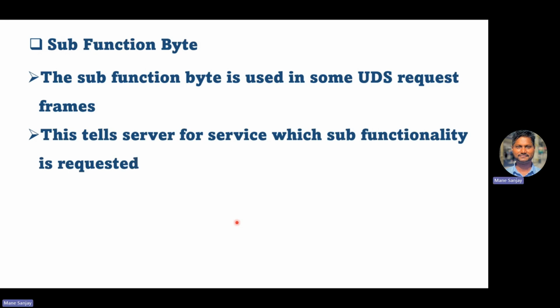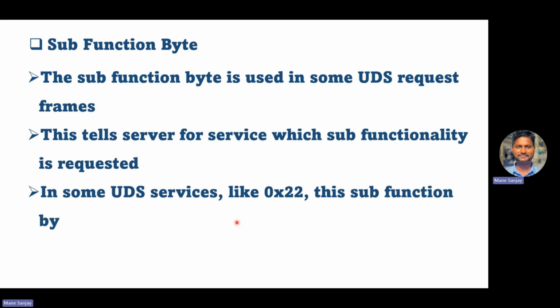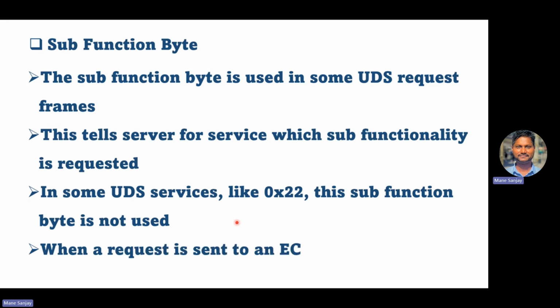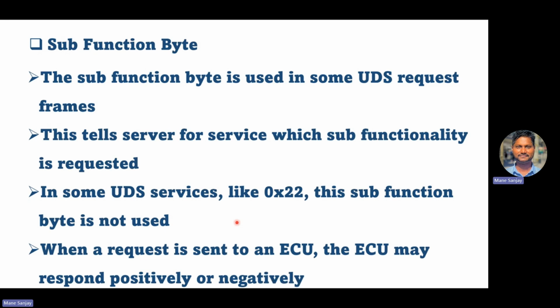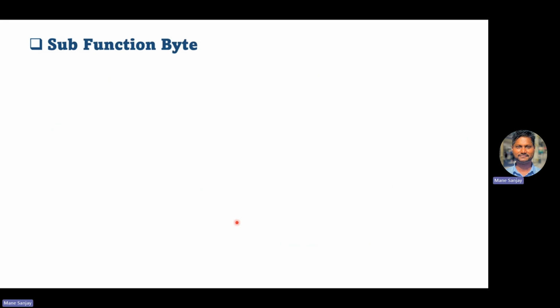So this is an optional field, and it also has a length of 1 byte. In some UDS services, like 22, this subfunction byte is not used. When a request is sent to the ECU, it may respond positively or negatively, based on the implementation on the ECU side. We'll continue on the subfunction byte.